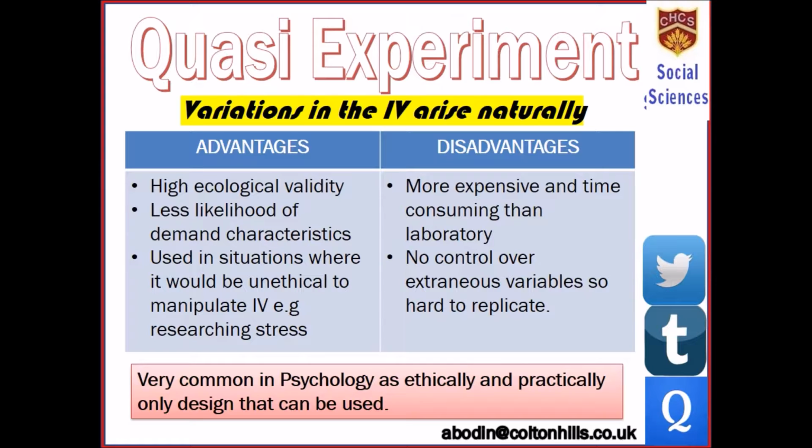So the first one, which we've already talked about, is a quasi-experiment. So as we've already said, within a quasi-experiment, the variations in the independent variable arise naturally. And this leads into some advantages and disadvantages, as with any type of experiment, any type of experimental design. But because these variations arise naturally, one of the big advantages is the fact that it's highly ethical to use. As mentioned earlier, if you were researching into schizophrenia, you could not deliberately inflict schizophrenia on an individual for the sake of your experiment.